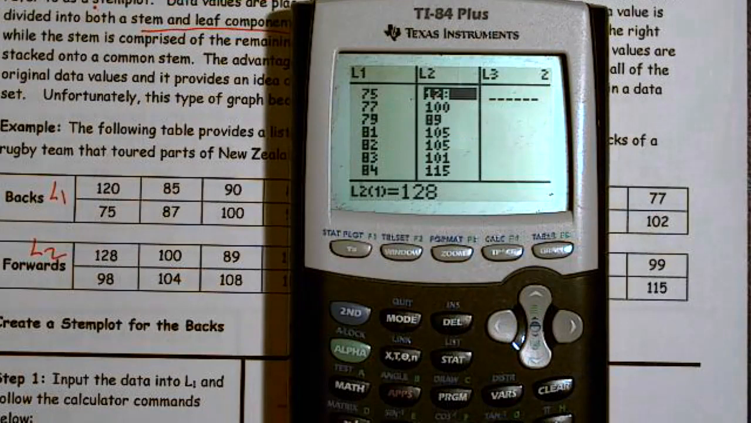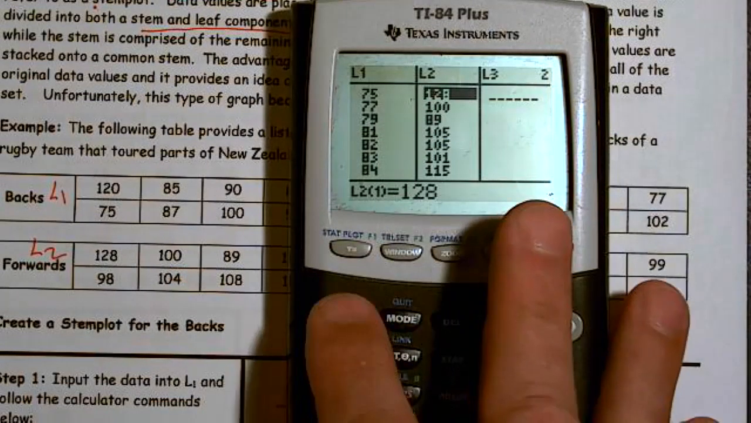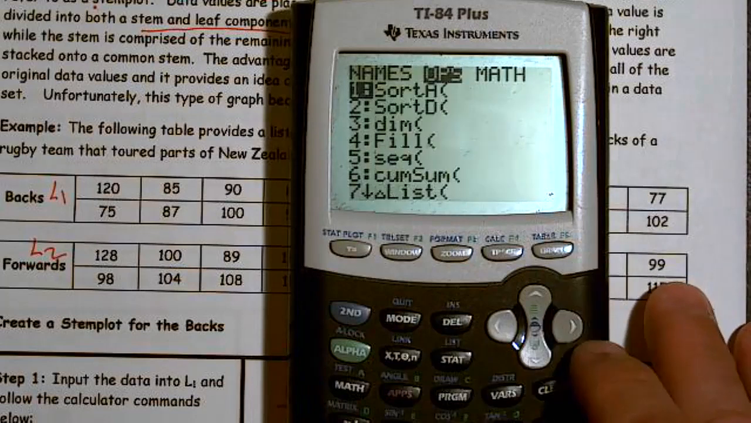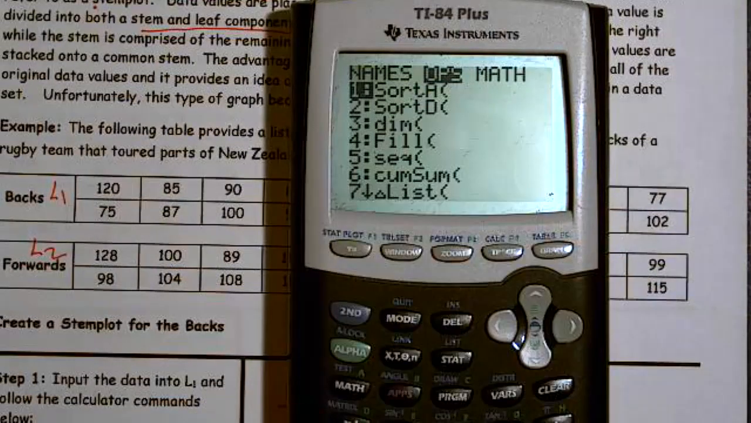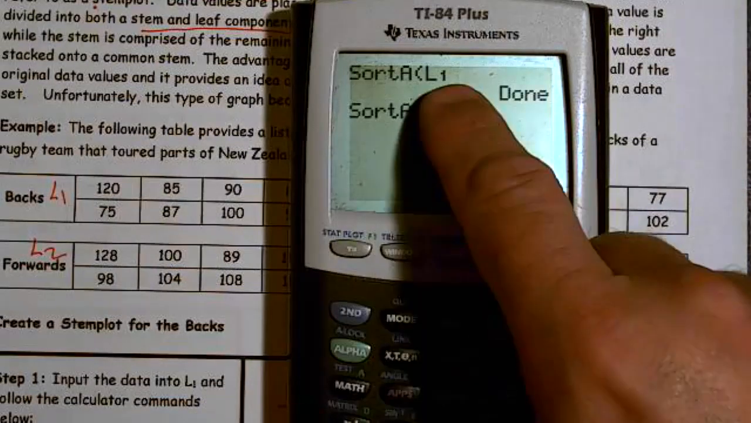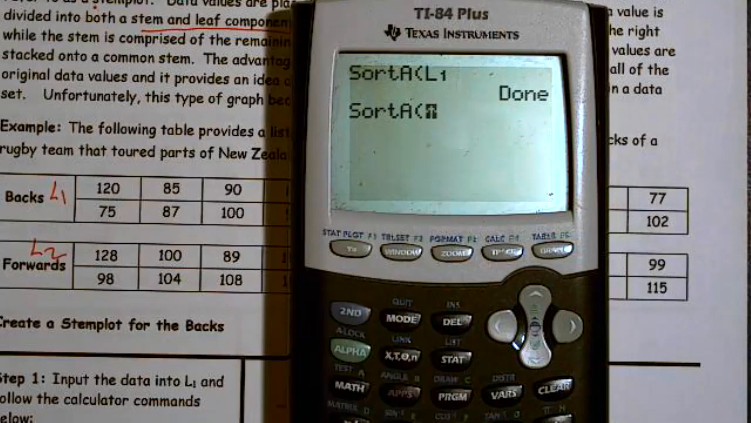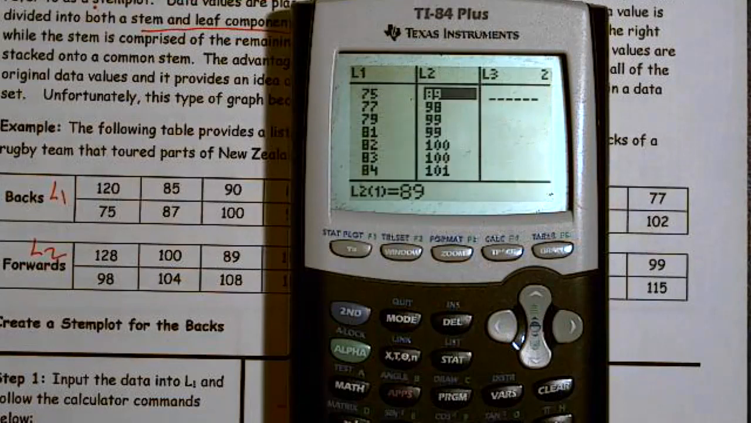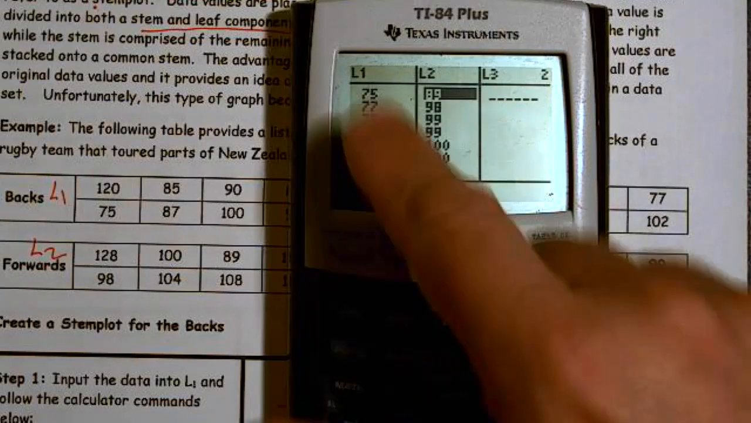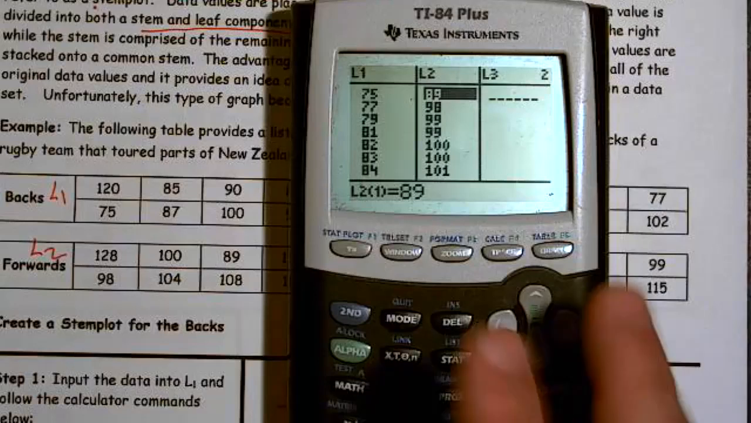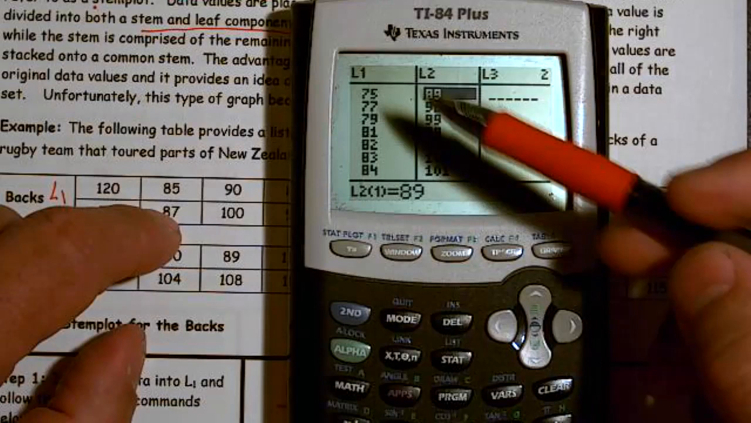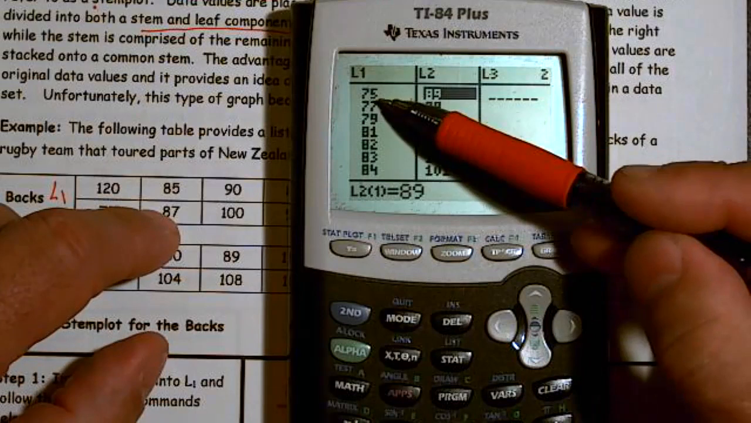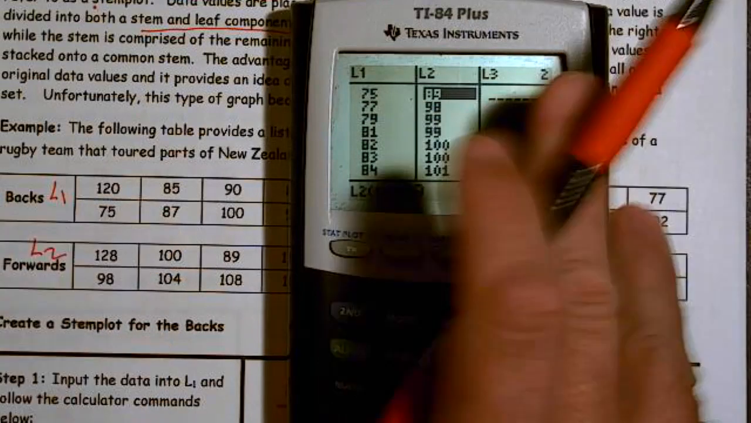We're going to try that again for column L2. We go second, list, arrow over to the word ops, press enter because sort A is selected. But now instead of L1, I want column 2, so I press second 2. When I look at it, everything is now in order from least to greatest for both columns. Now I'm going to make a back-to-back stem plot. Remember, my leaf is going to be the number furthest to the right. So 5 would be a leaf, 7 would be a stem. So this is what I end up getting.